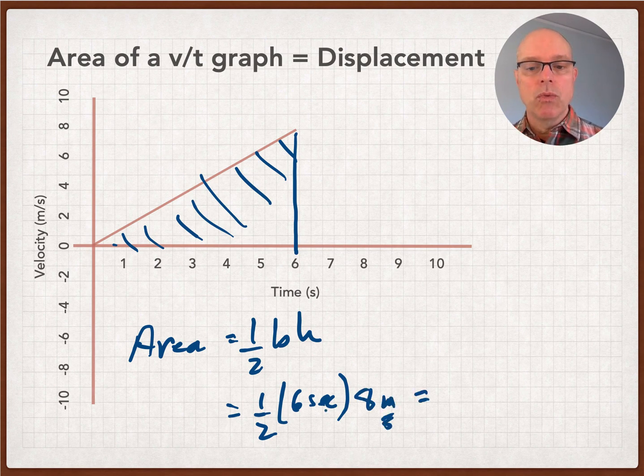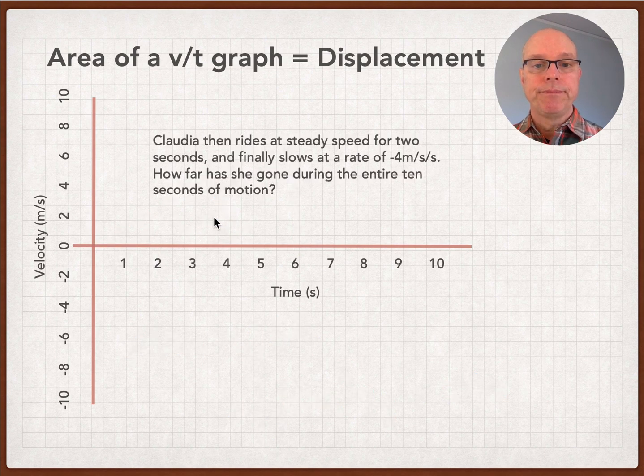And if I go ahead and do 1/2 base times height, I go and figure out that the area of the shape is 24 meters. So what does that mean? Is that even though she wasn't going constant speed, we can easily figure out how far she went as she did the motion if we just know this trick, that the area of the VT graph gives us the displacement. So let me show you one more complicated example that uses that.